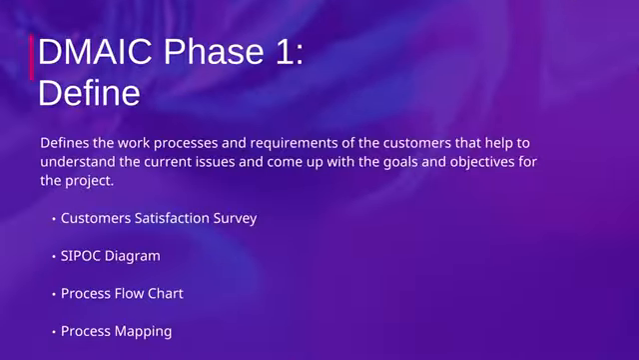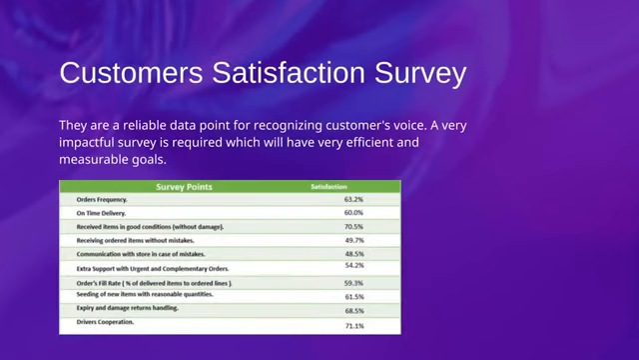So using DMAIC phase 1, we come up with these methods. We have designed a customer satisfaction survey, and we have made a SIPOC diagram for our operational warehouse. We have also developed a process flow chart of the work, and we made process mapping inside the warehouse.